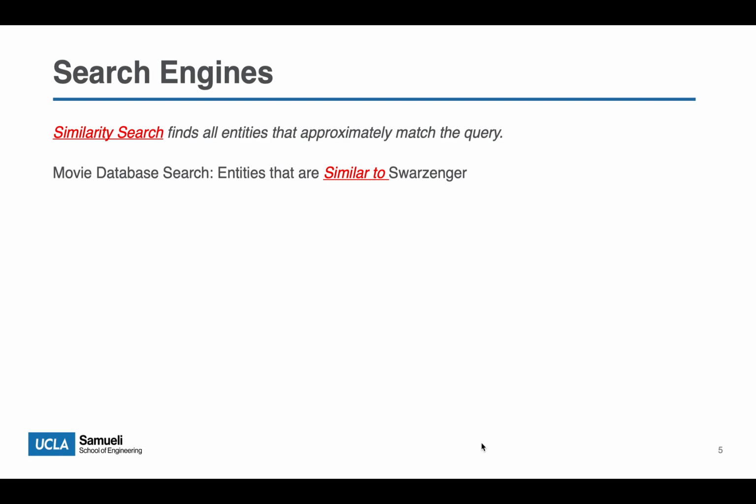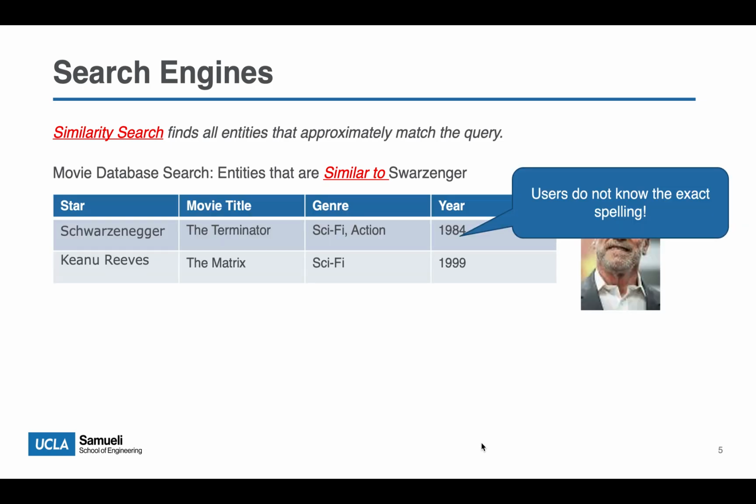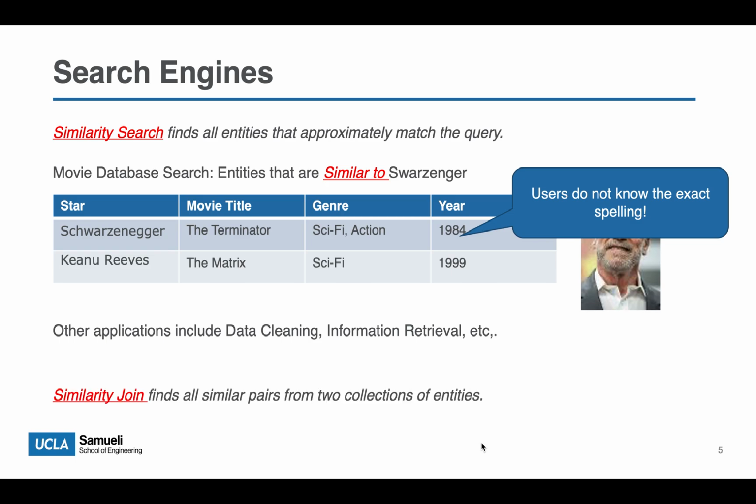Let's say I want to type in the query Schwarzenegger, and what I really want to find is entities that are similar to it. So this is because users like me may not know the exact spelling, and if we were to use the exact search, for example, then even though the Star Row 1 is the result that we want, the exact search cannot return the correct result. But similarity search will solve this problem. Other applications that use similarity search include data cleaning, information retrieval, and many others. So similarity joins aim to find all similar pairs from two collections of entities.